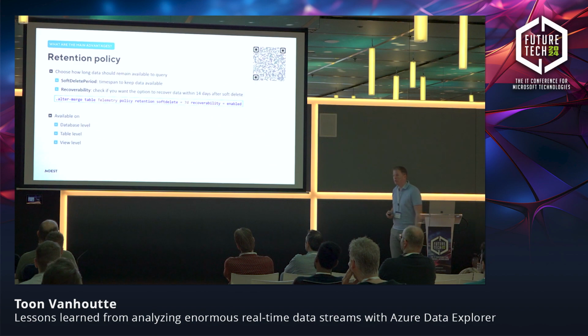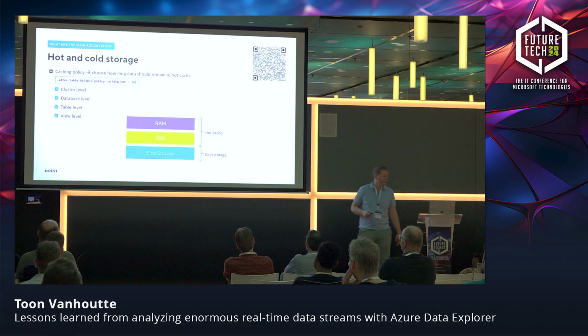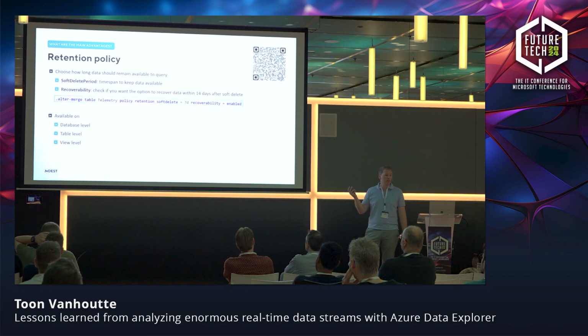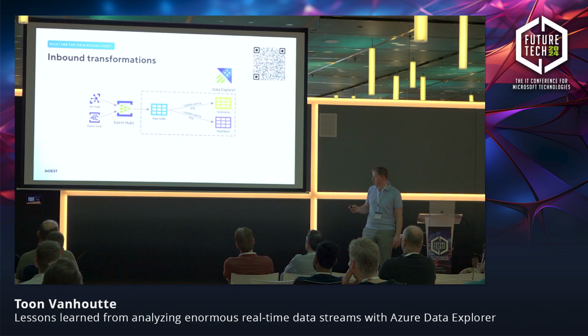Retention policy is also a good one. So the caching policy that we had previously was really about hot versus cold. Retention policy is about just getting rid of your data when it gets too old. You could, for example, apply this on this raw table. If you say on the raw table there, I don't need that data a lot. This is just for ingestion purposes. After 1 day, we can remove that data.